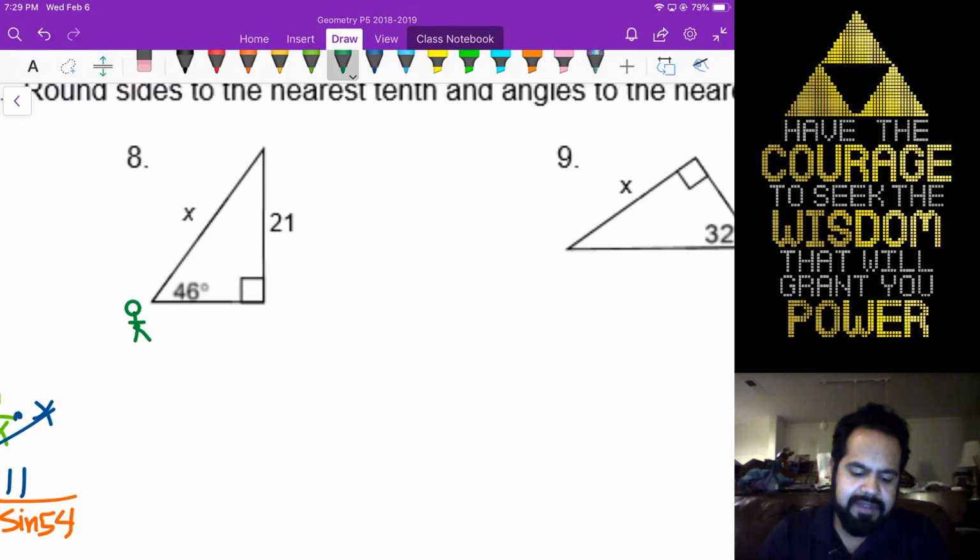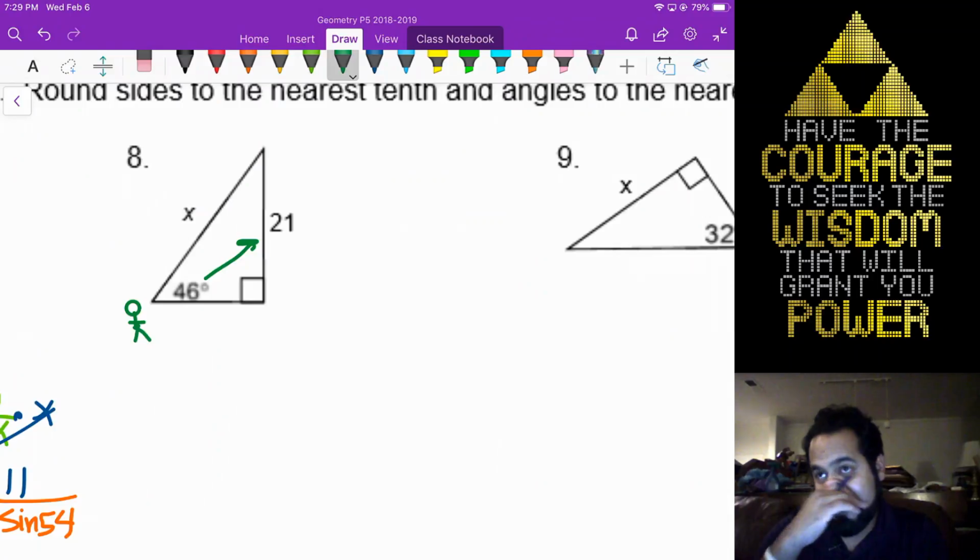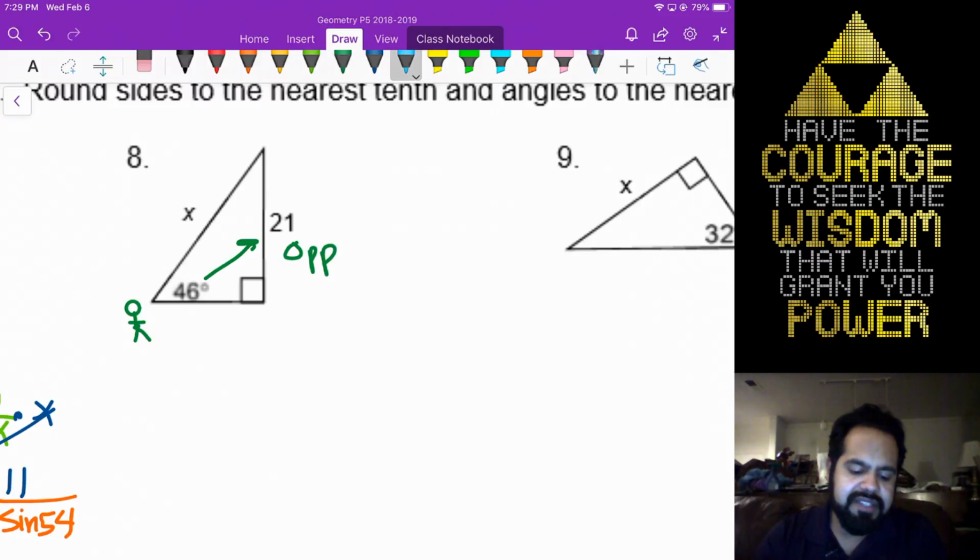With respect to the 46 degrees, 21 is opposite. Because the x is across from the right angle, that's our hypotenuse. So this is SOH CAH TOA, sine. So we'll say sine of 46 degrees is equal to 21 over x.